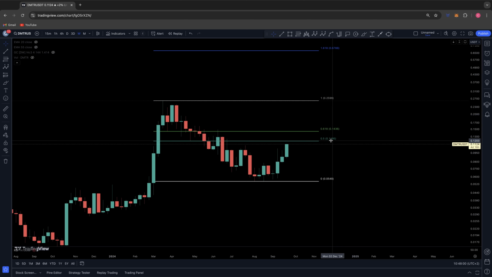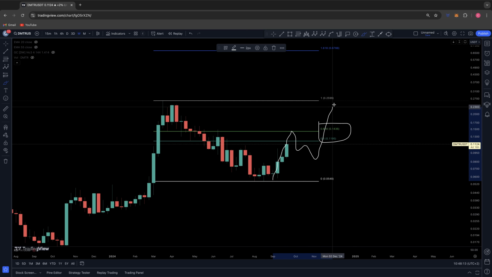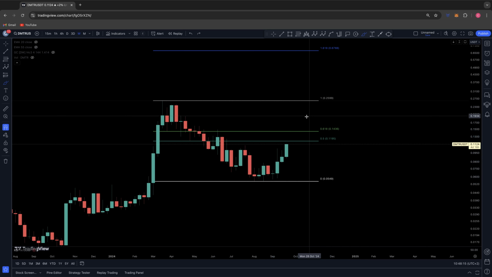We have 12 cents as key resistance and 14 cents. Okay, so these golden ratios are potentially where we could see a level of resistance from this bounce. If we come up and then come back for a higher low and look for the breakout going towards 25 cents, I think it would be very healthy.